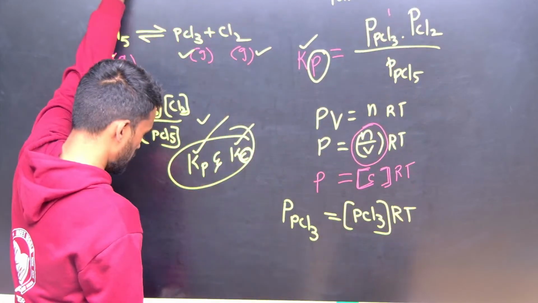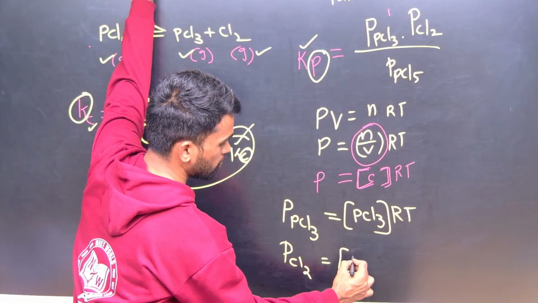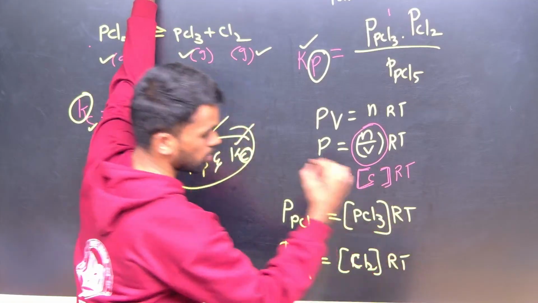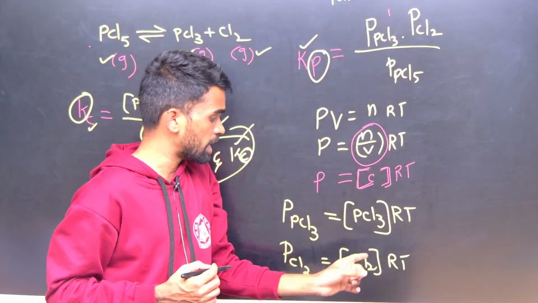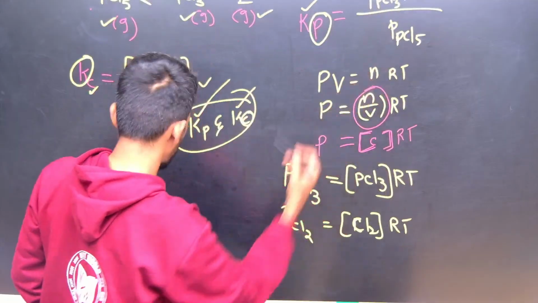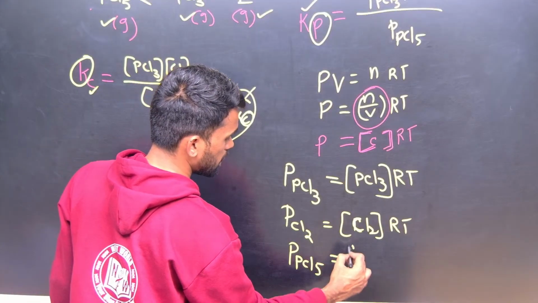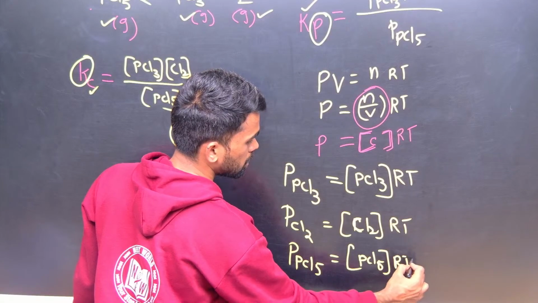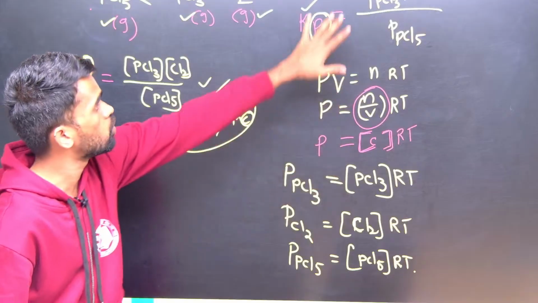Next one is Cl2. It means I should write concentration of Cl2 multiplied with RT. If there is any power here, you should write that power here. Next, in the denominator we have partial pressure of PCl5, that is nothing but concentration of PCl5 multiplied with RT. That's it. Now substitute these values in this equation.